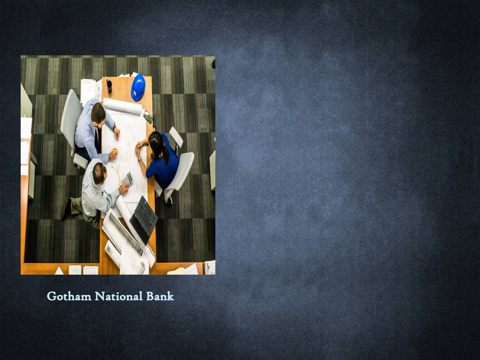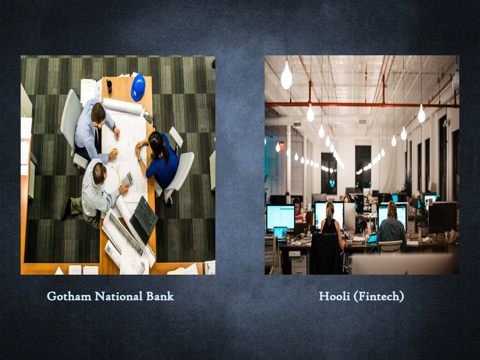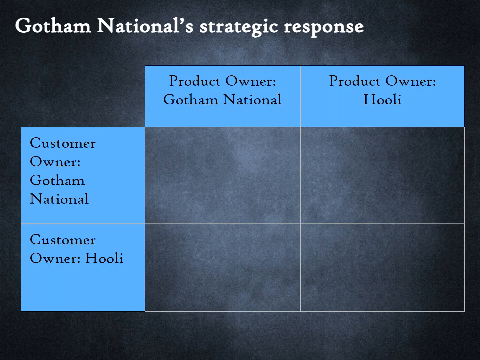The open ecosystem, facilitated by cloud and API technologies, enables new models of banking. To understand what these models are, we would consider two fictional entities. The first entity is a fictional bank called Gotham National. The second entity is a fictional fintech called Hooli. From Gotham National's perspective, there are four possibilities.